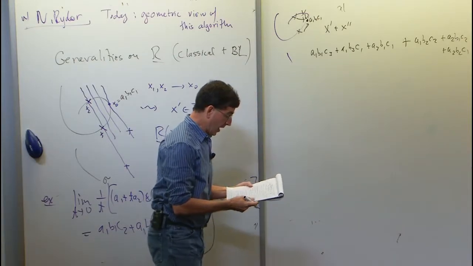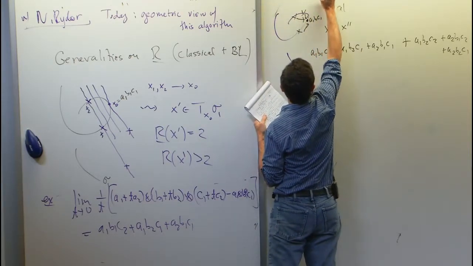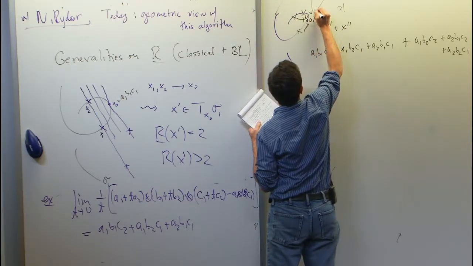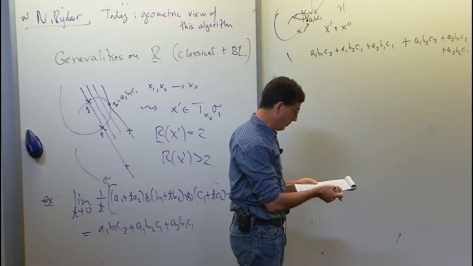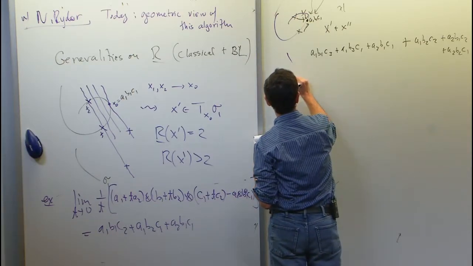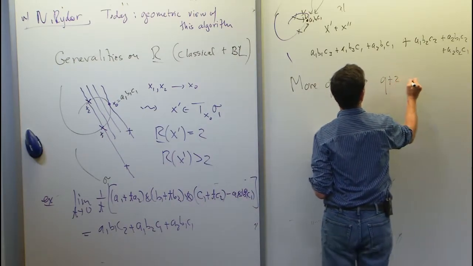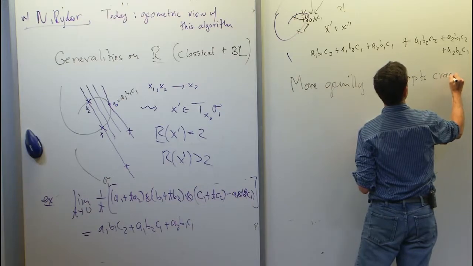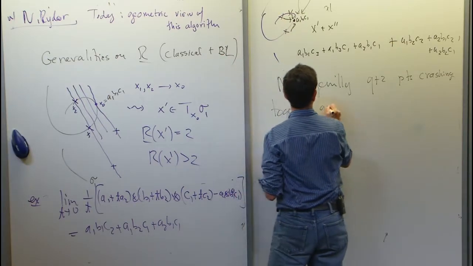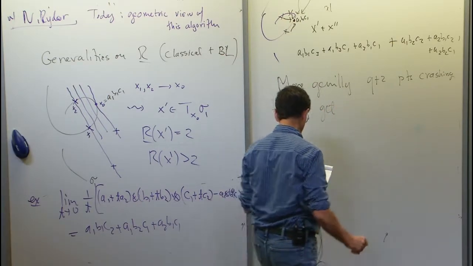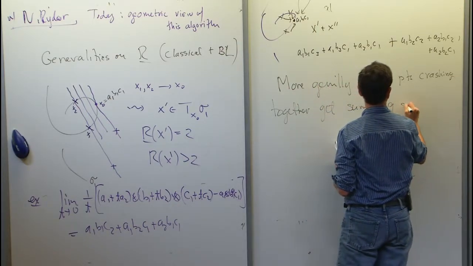And if I have more points on my curve, I can get as many second derivatives as I want for free. More generally, I'll have q plus 2 points crashing together. You get a sum of q such terms.